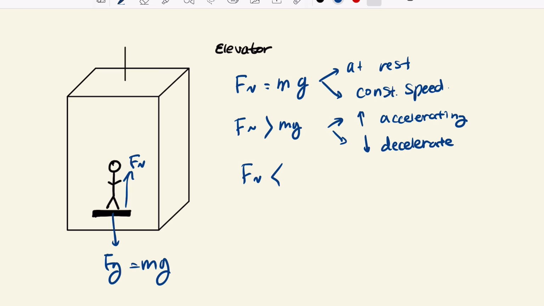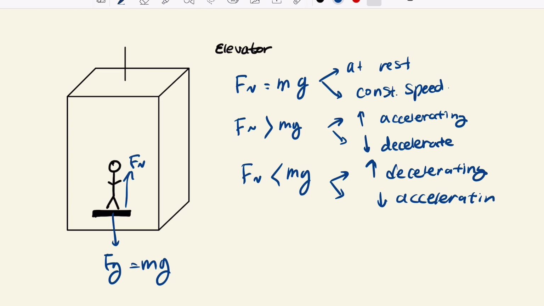When Fnet is smaller than mg. So when would the scale tell you that you're lighter than you actually are? When it's decelerating upward or accelerating downward.